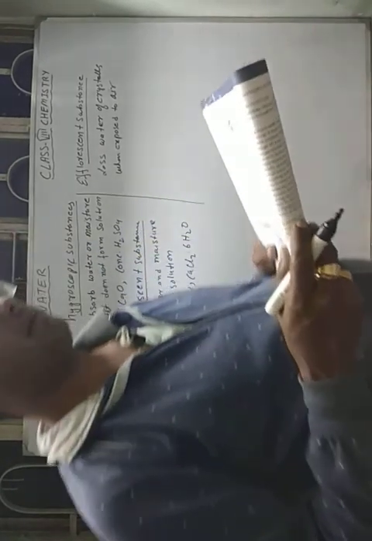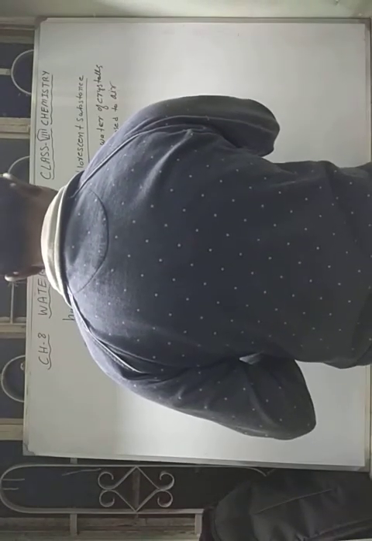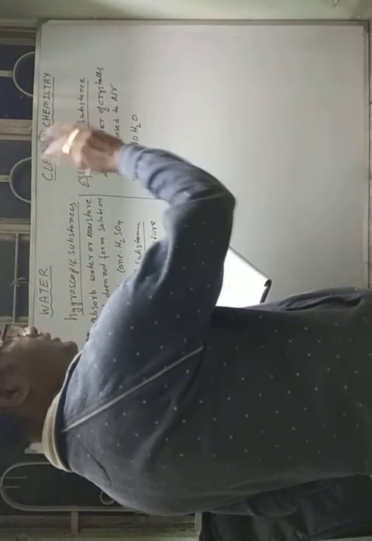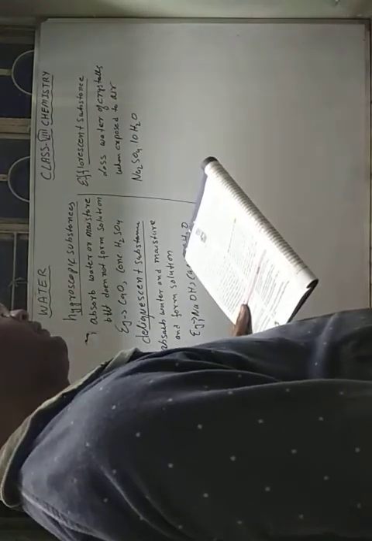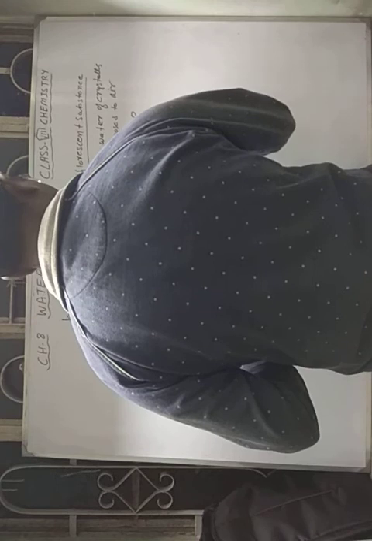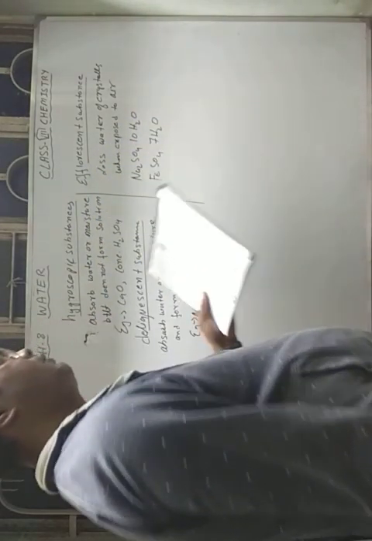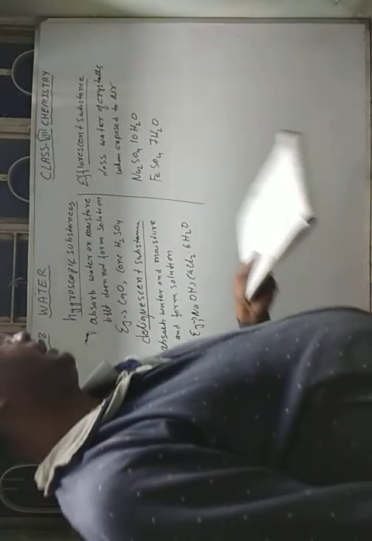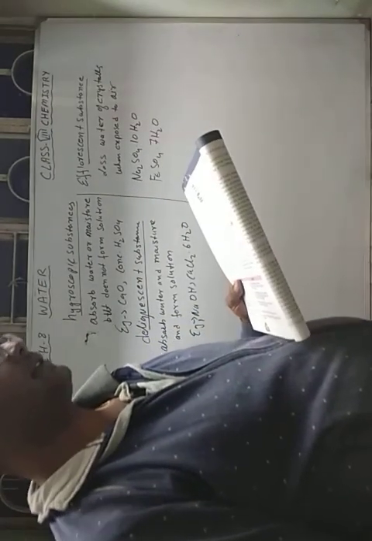There are so many examples like that. Hydrated Na2SO4, sodium sulfate decahydrate. When you expose it to air, the water of crystallization goes away and you will get anhydrous sodium sulfate. Similarly, FeSO4.7H2O, when exposed to air, will lose water of crystals and form anhydrous ferrous sulfate.